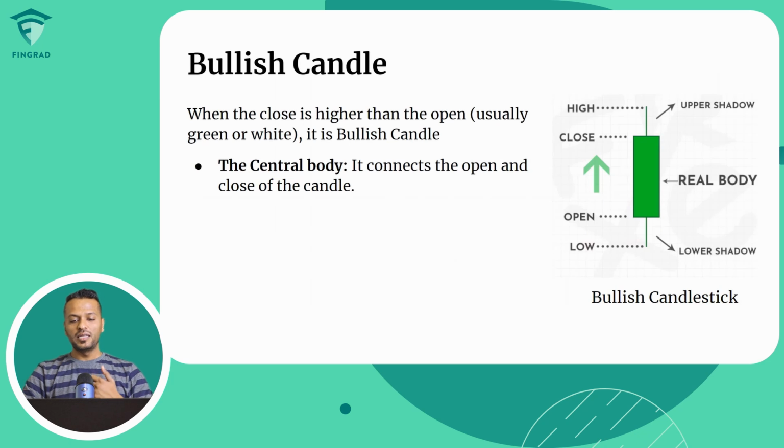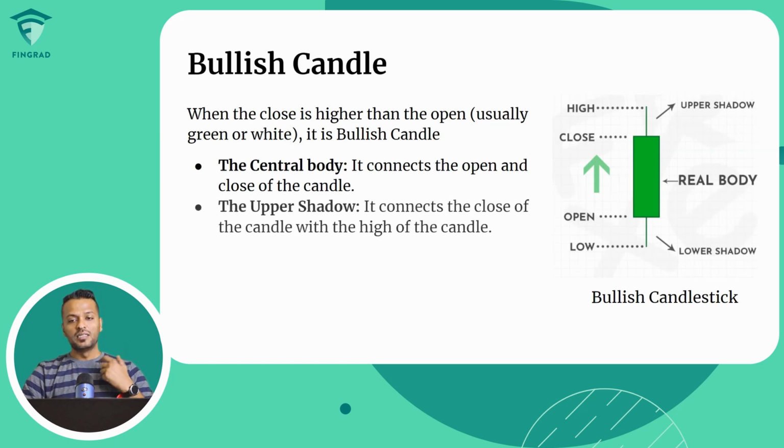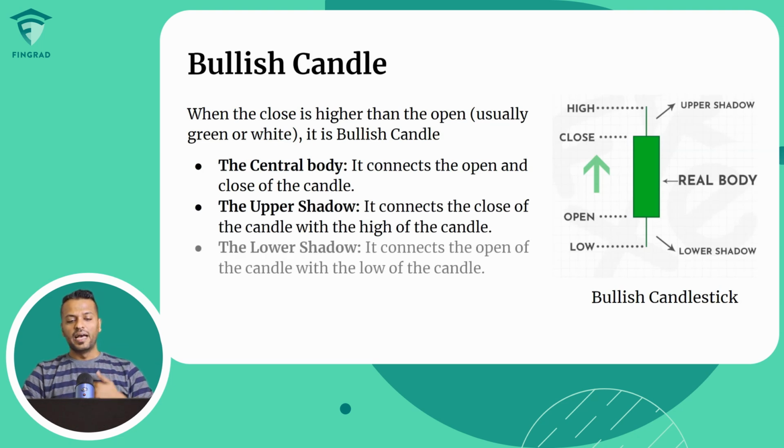The candle has two different parts, that is the body of the candle and the wicks of the candle. In case of a bullish candle, the central body connects the open and the close of the candle, and that is the main body of the candle. The upper shadow in case of a bullish candle connects the close of the candle and the high of the candle, and the lower shadow connects the open of the candle and the low of the candle. So these are the three characteristics of a bullish candle.